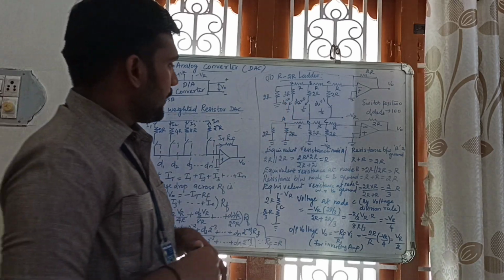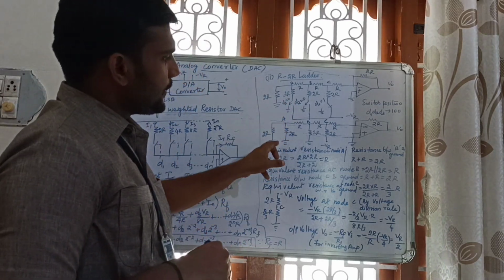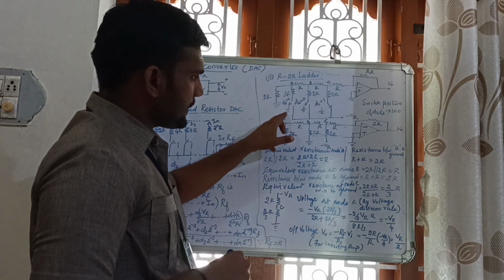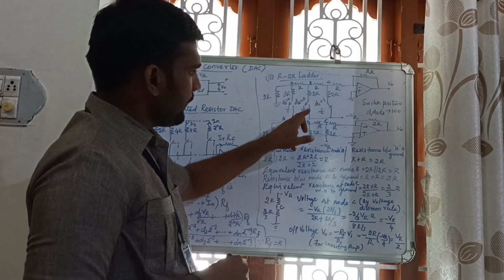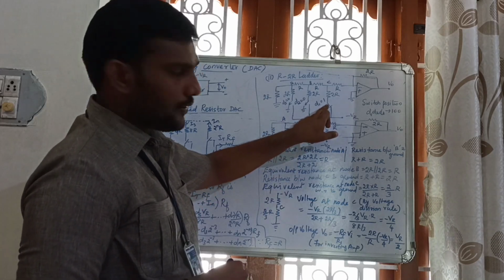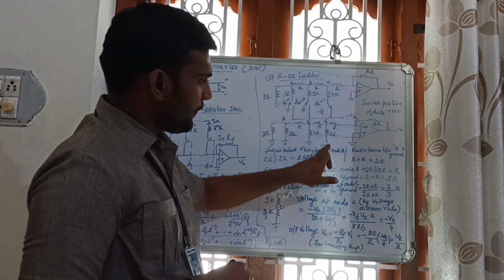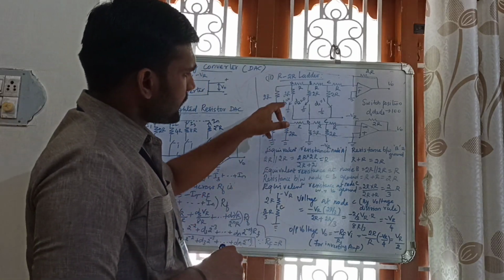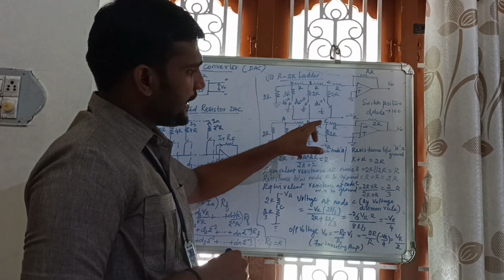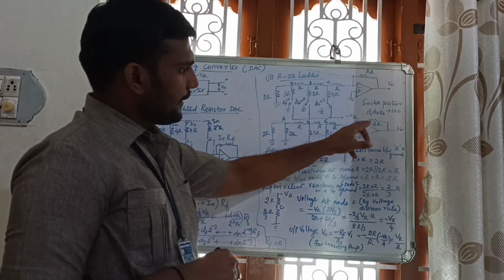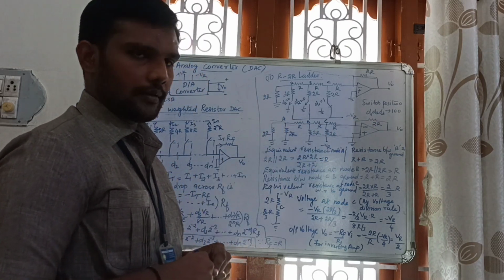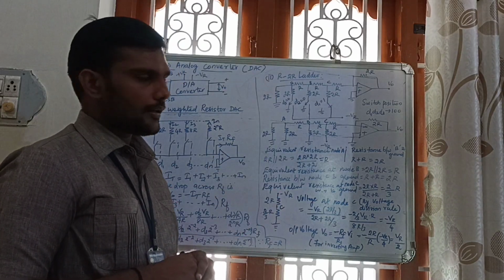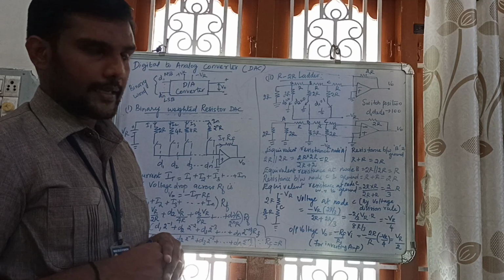Then you just redraw the circuit. This is grounded, this is grounded, and this terminal is connected with minus VR. Next, see, the nodes are A, B and C, and the feedback resistor is 2R. First let us find the equivalent resistance, after that we can find the output voltage.